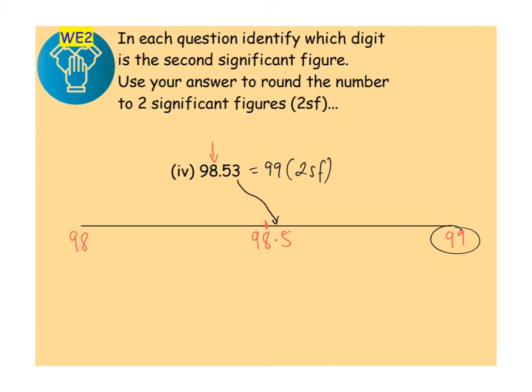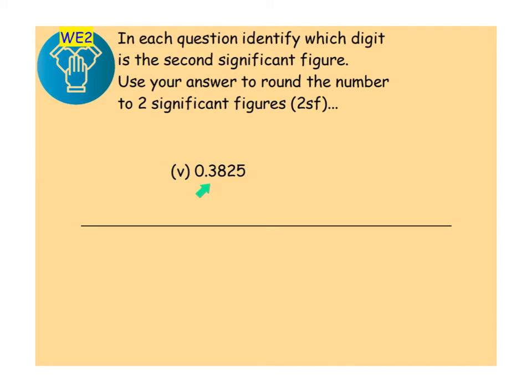Okay, the last part of worked example 2. 0.3825, pause the video and have a go. Okay, hopefully you've had an attempt at that. Here's the first significant figure, so remember this is not significant. So this 3 is the first significant figure and the 8 is the second significant figure, which means I need a number line that starts like this and ends like this, and has the middle value 0.385.